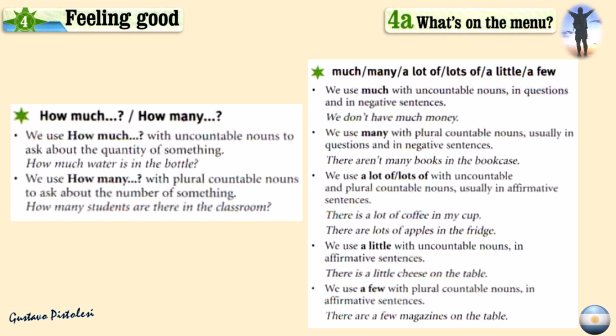We use a lot of, lots of with uncountable and plural countable nouns, usually in affirmative sentences. There is a lot of coffee in my cup. There are lots of apples in the fridge. We use a little with uncountable nouns, in affirmative sentences. There is a little cheese on the table. We use a few with plural countable nouns, in affirmative sentences. There are a few magazines on the table.